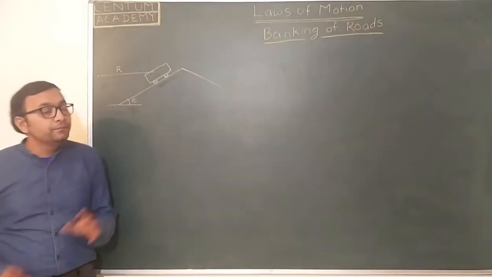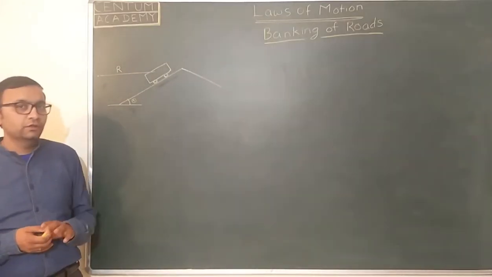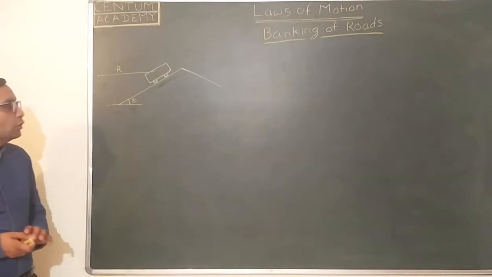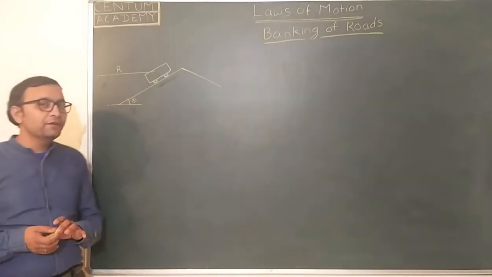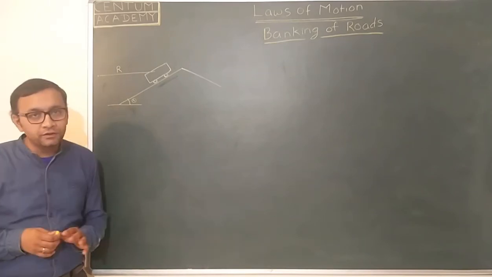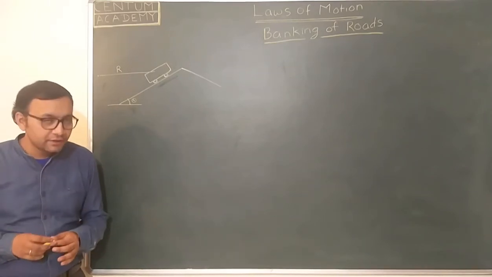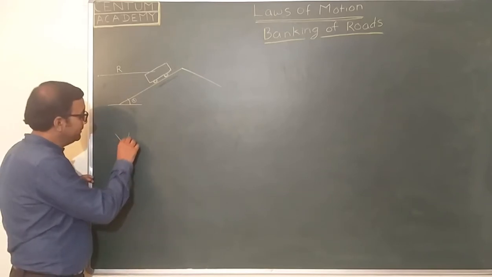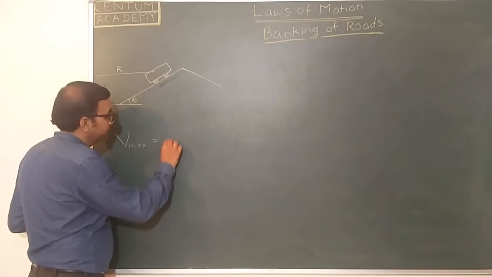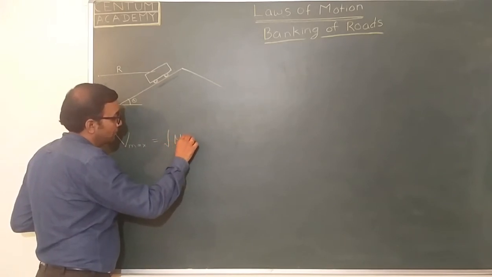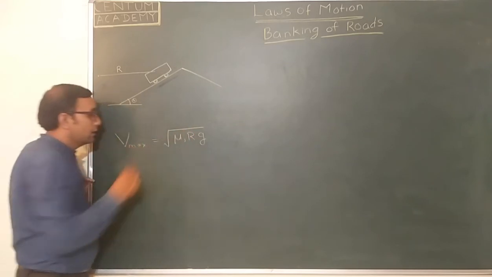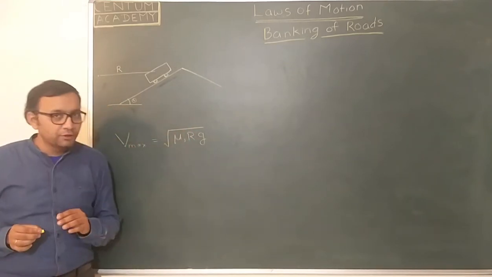So we are going to take up the banking of roads topic under the laws of motion chapter. In the last video we learned that when a vehicle takes a circular turn on a flat surface, it will have a maximum velocity. This is the maximum velocity possible.